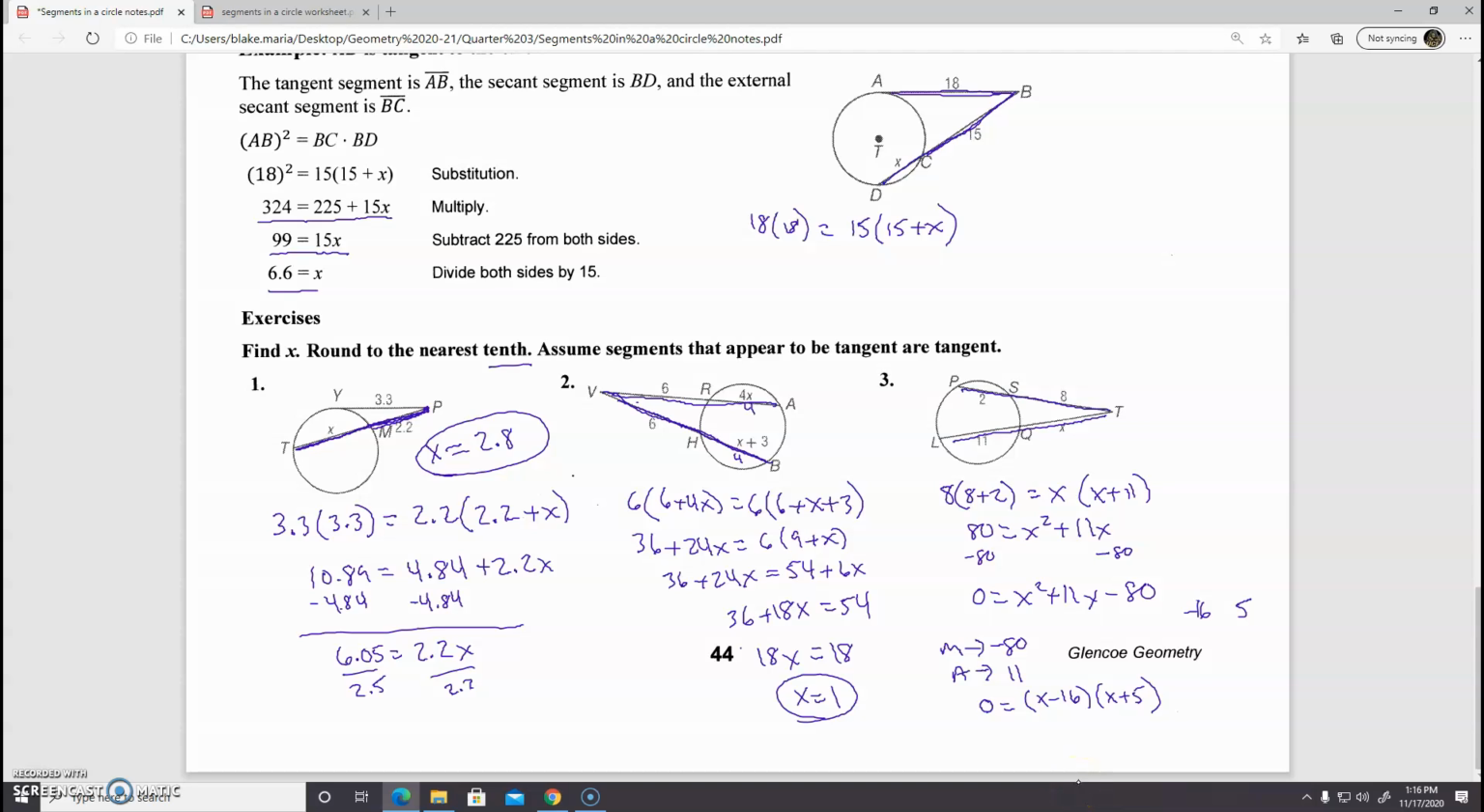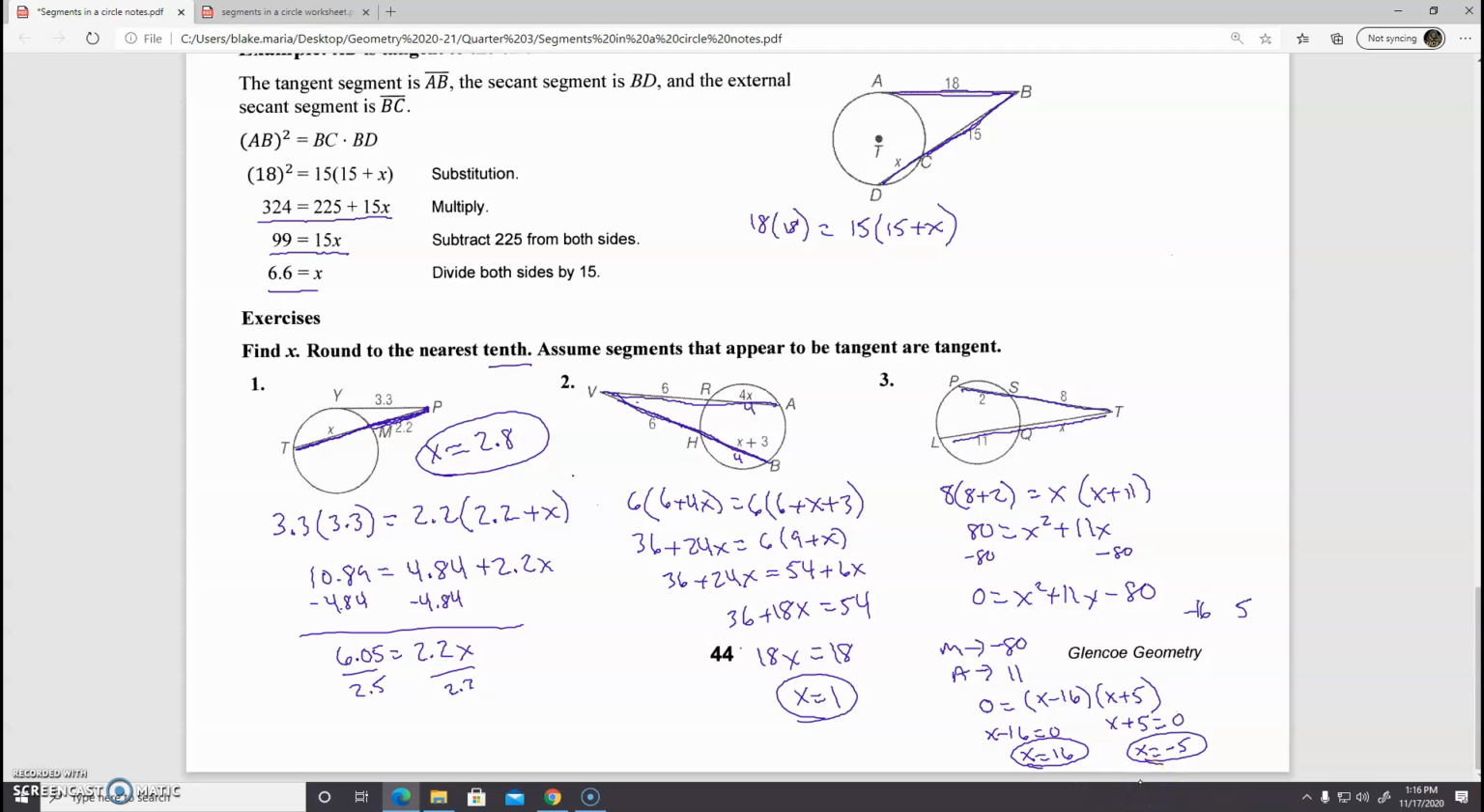The reason you do this is because now if this is 0, it works. So x minus 16 can equal 0, or x plus 5 can equal 0. And we're going to get two answers. We're going to add 16, x equals 16. And we're going to subtract 5, x equals negative 5.